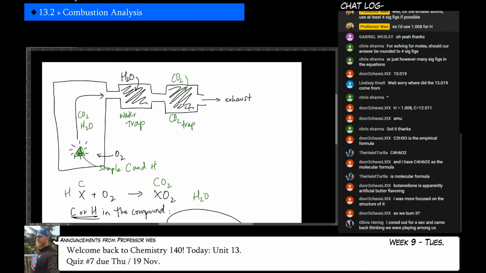Then all of my CO2 gets stuck in here in the carbon dioxide trap. And what comes out is just excess oxygen or air or whatever exhaust is flowing through this to keep it all going through the system. Then what you do is you disconnect the trap here, and you just go weigh it. And the weight difference before and after is how much water you have obtained.